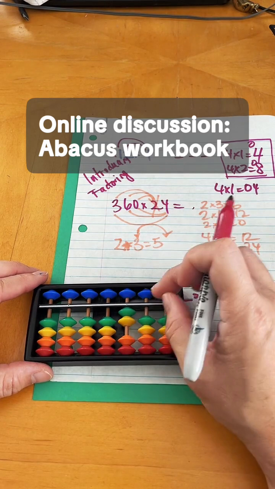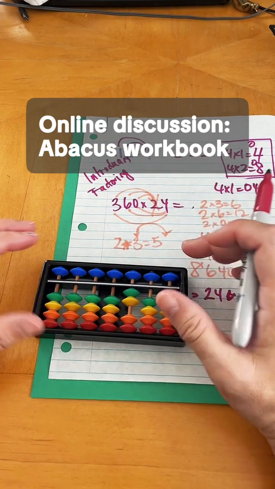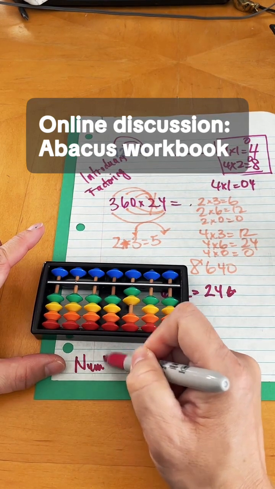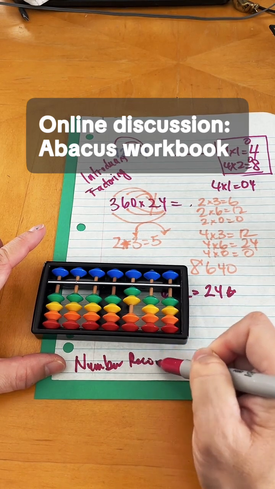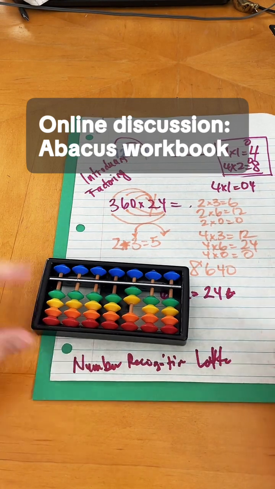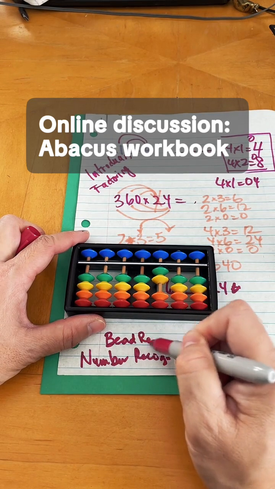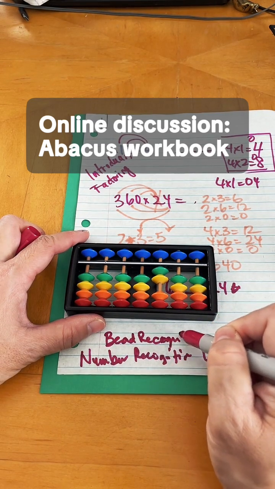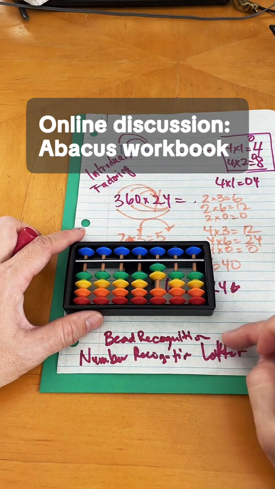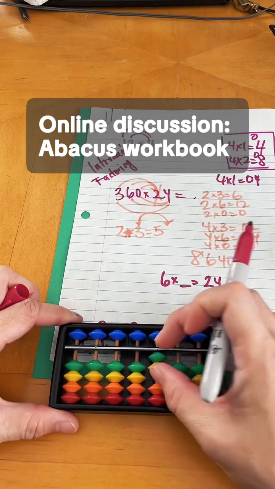So going on to just understanding and recognizing what the beads are. The first step is to recognize and understand what they call bead recognition. Just like they do number recognition and letter recognition, in abacus we also do bead recognition. Excuse my poor handwriting. So we do bead recognition because we're actually using the abacus as a manipulative.